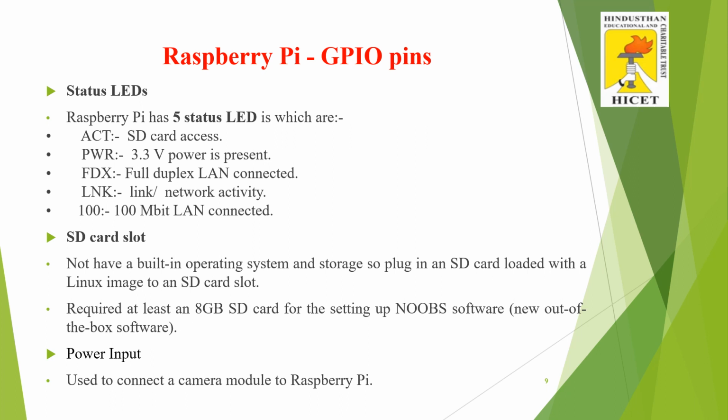The last one is the SD card slot. It requires at least an 8 GB SD card for setting up the NOOBS software, as the Pi does not have a built-in operating system and storage. So plug in an SD card loaded with a Linux image into the SD card slot. And the power input is used to power the Raspberry Pi.